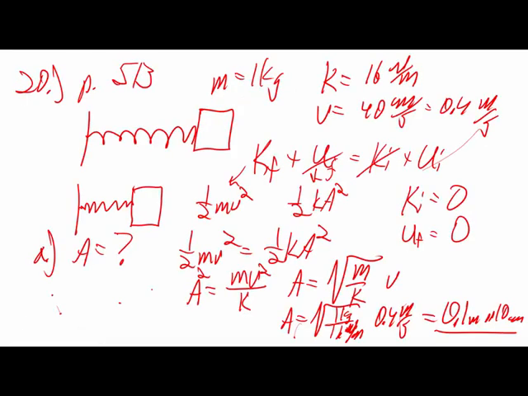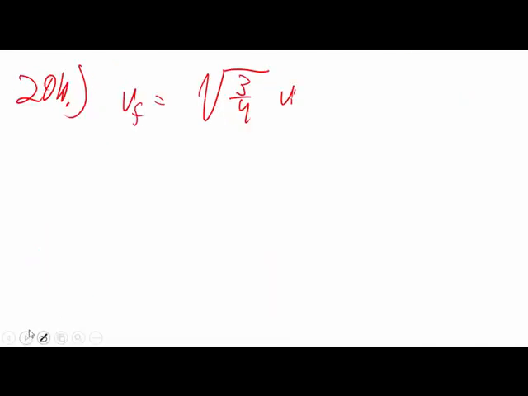And it says, what is the block speed? You wind up with this equation right here. The final velocity, I always like to use f and i, velocity final, is equal to the square root of 3/4 times the initial velocity. And you say, well, where do you get all that? If you go back to this equation right over here and plug in, instead of where it says A, put A over 2, and then work it out, you'll see where we get that.